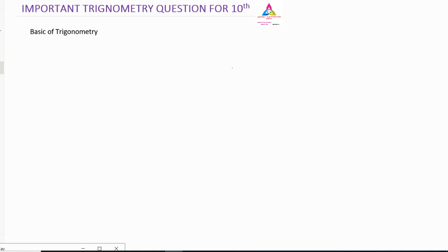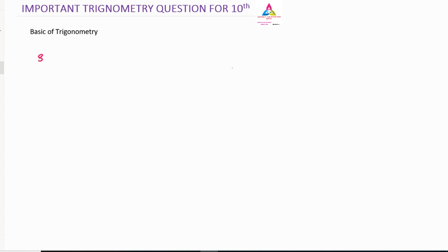First, important trigonometry questions for 10th, in that, the basics of trigonometry. See, when a question is given, you must remember the basics. If you don't know the basics, you can't understand the question and how to solve it. Because everything looks easy directly, but afterwards while solving you will take more time. So whenever a question is given, the first thing you have to remember is the basics.